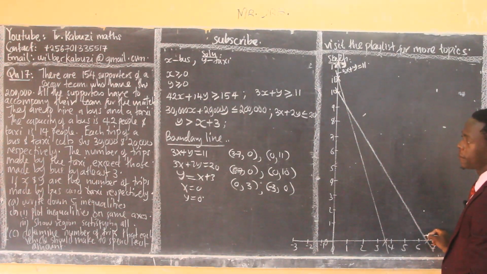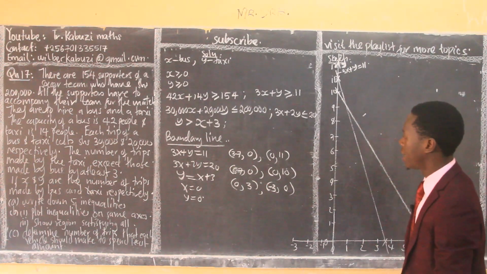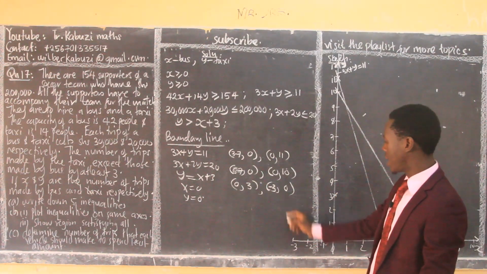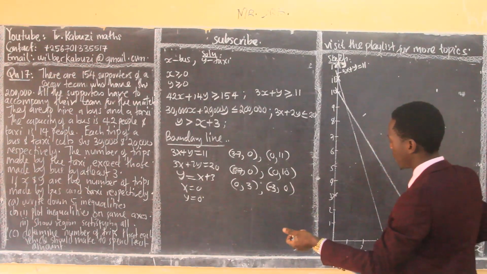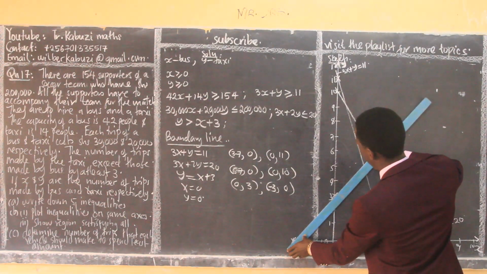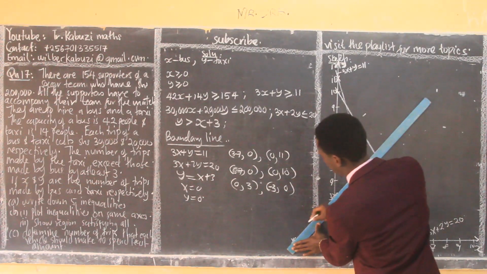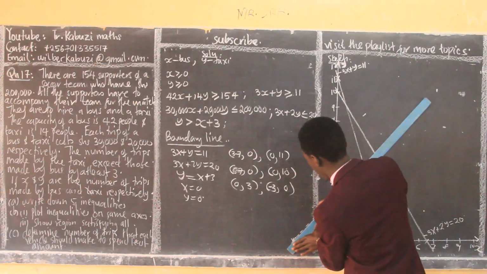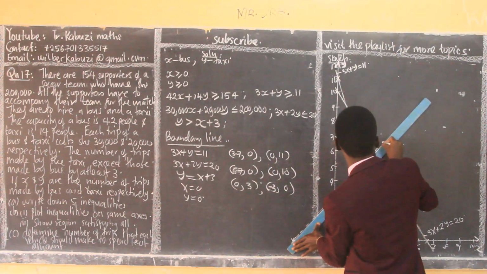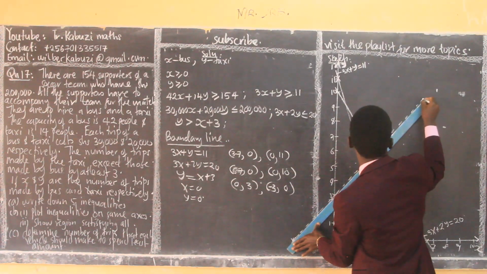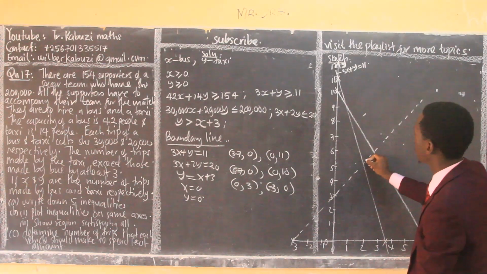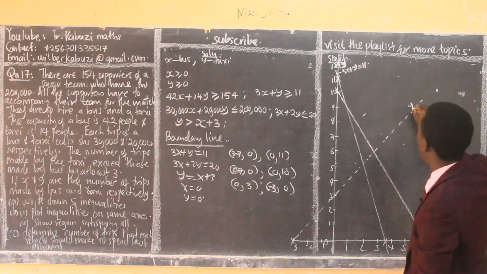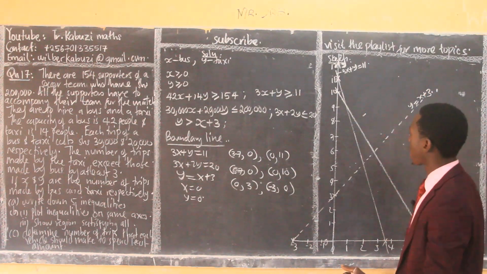So this one is 3x plus 2y equals 20. And I come for another one, (0, 3), which is here. Then (-3, 0), which is around there. Then I'm going to put it there. Then I draw that line. But this one is dotted because of this inequality. So it is dotted. So this is our line. It's dotted, y equals x plus 3.